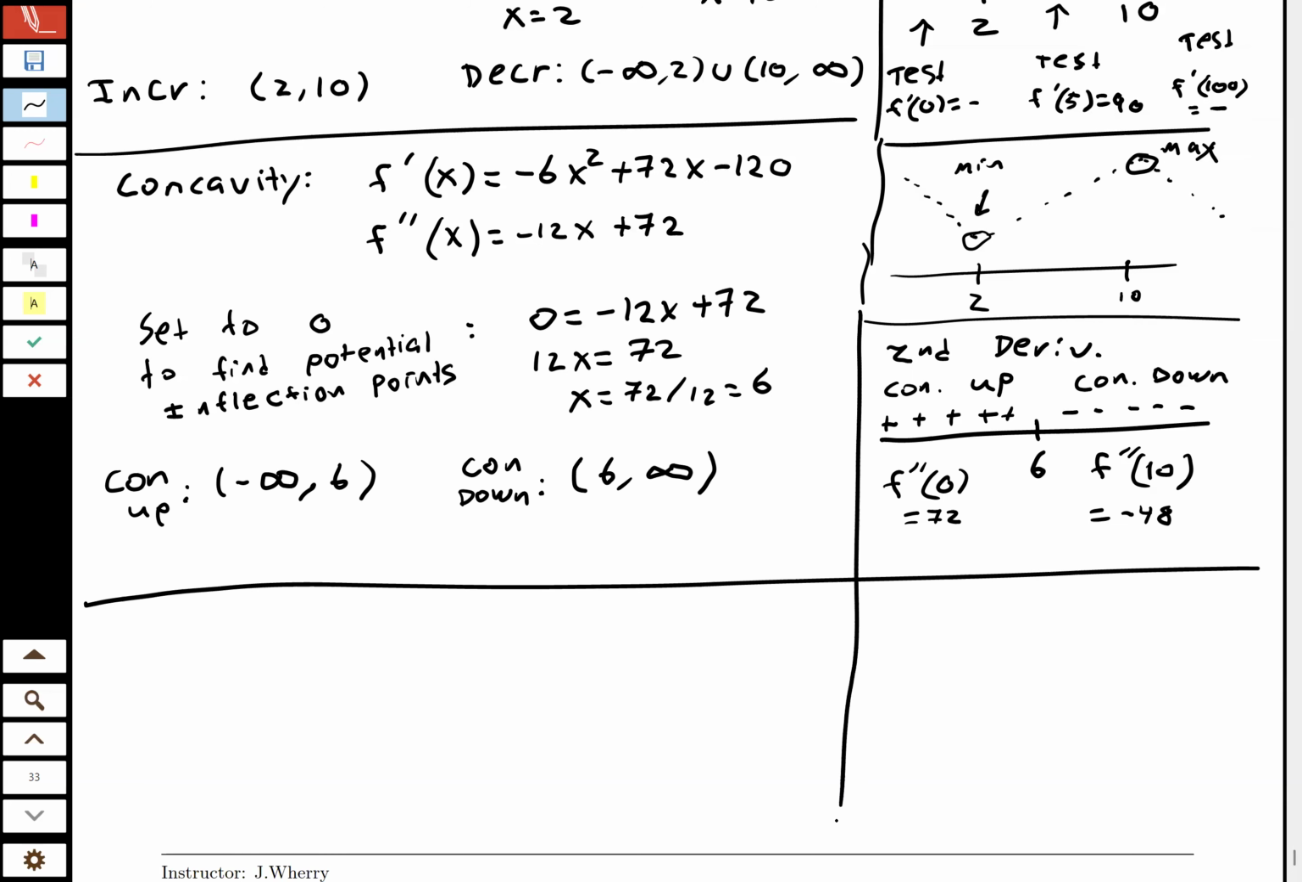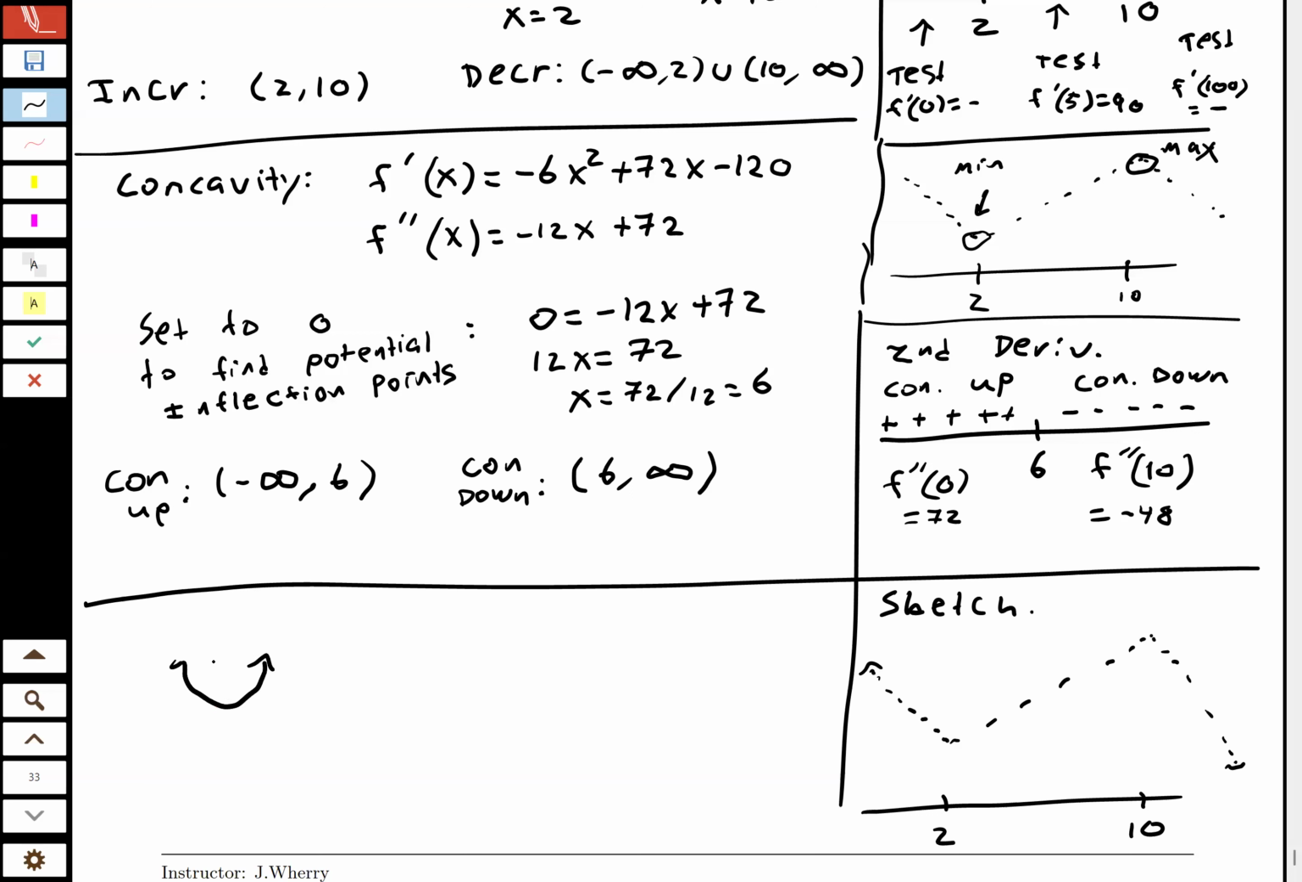Let's take that and add that to our sketch. 2 to 10. So far, I had that it was decreasing into 2, increasing out of 2, and decreasing after 10. Concave up are pieces that look like a U going upward. Concave down are pieces that look like a U going downward.